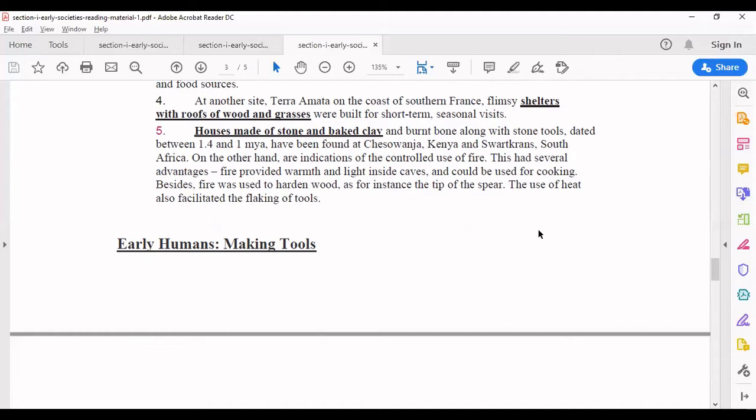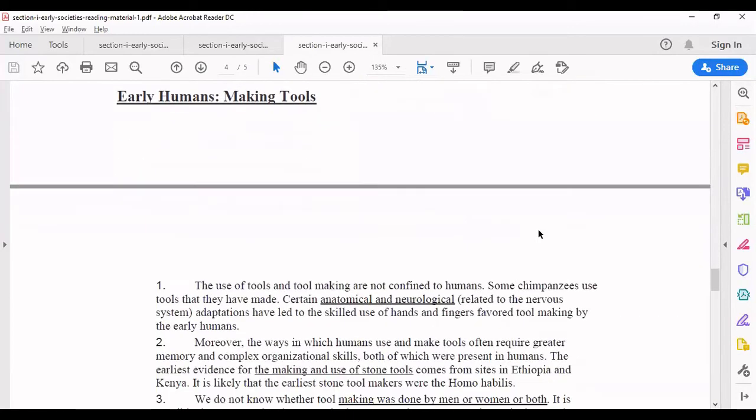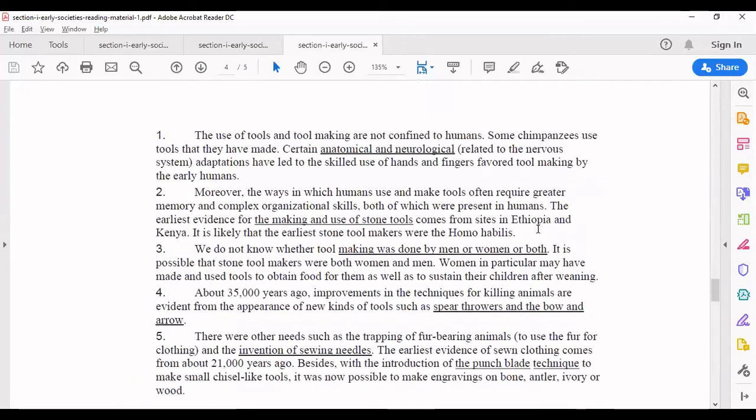Now, fire has several advantages. It can provide warmth inside the shelter, light inside the cave. It can be used for cooking. It can also be used to harden the wood or the tip of a spear. And use of it is also associated with flaking of the tools. Then we saw the kind of tools that they made.